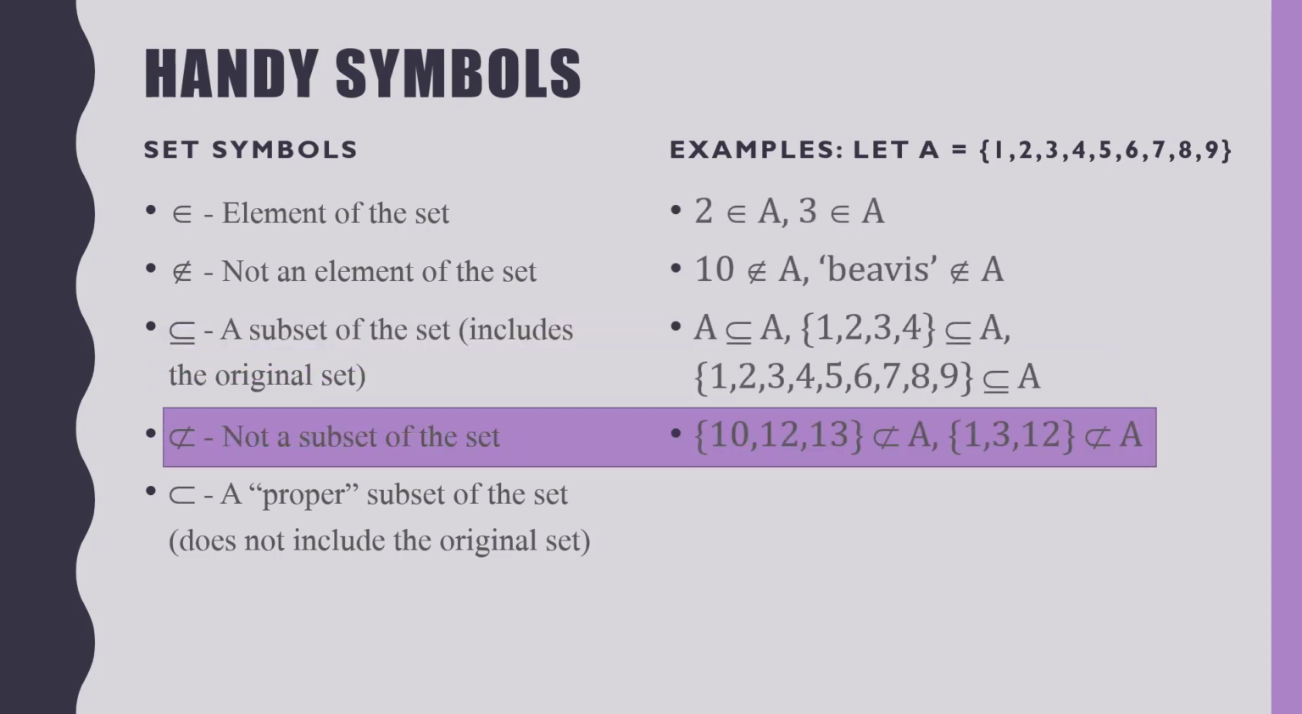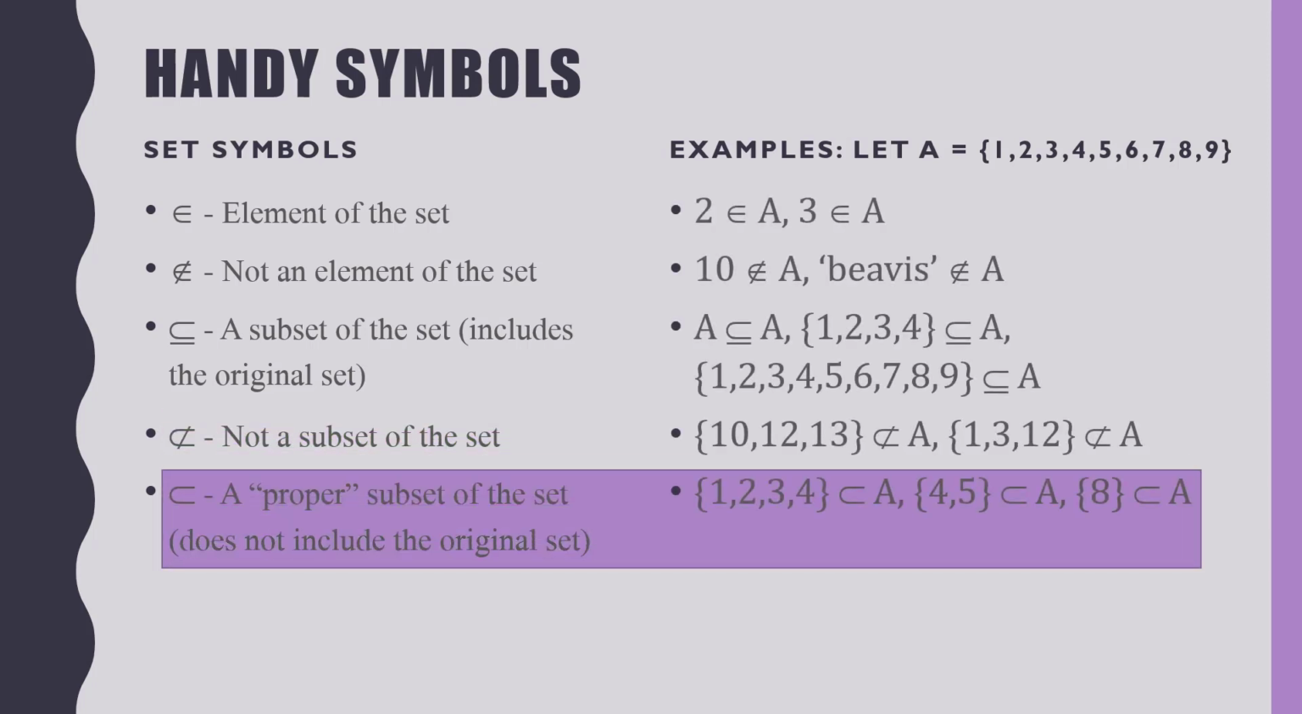10, 12, 13 is not a subset of A. Look at the next one, though. 1 and 3 are part of A, aren't they? But 12 is not. Therefore, that set is actually not a subset of A, right? Even just because it has some common elements, it's not actually a subset. In order for it to be a subset, the definition of a subset, listen carefully, is everything in the subset is also in the original set. That's the definition of a subset, okay?